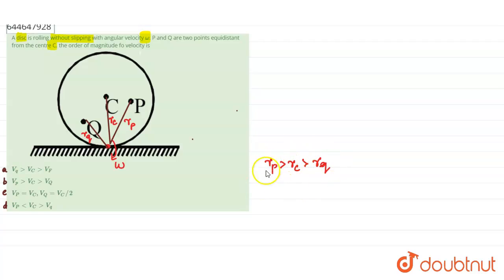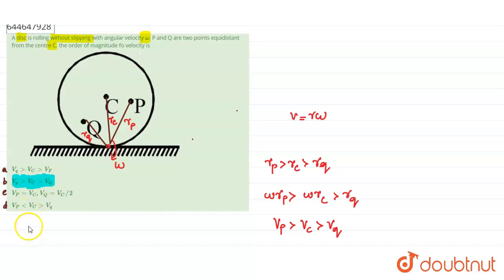We can multiply with omega because linear velocities are omega times the distance. So on multiplying with omega, omega into RP is greater than omega into RC is greater than omega into RQ. Or in terms of velocity, velocity of P is greater than velocity of C is greater than velocity of Q. VP greater than VC greater than VQ. So our answer matches with the option B, VP greater than VC greater than VQ.